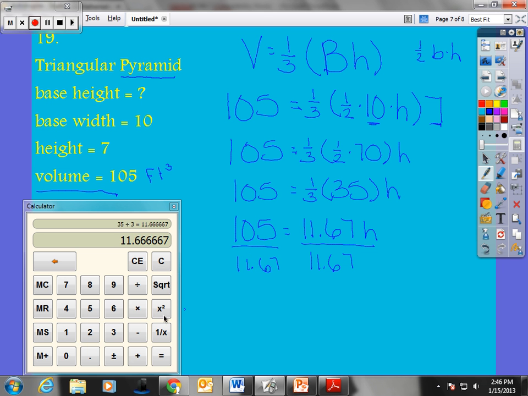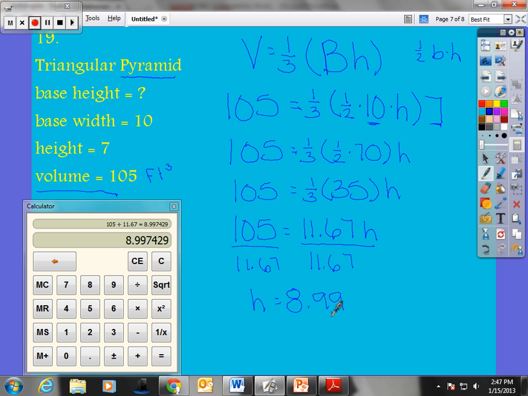Okay, I'll put it in my calculator because I can't do that in my noggin. Well, I can if I want to write it out, but I'm being lazy. Divided by 11 and 67 hundredths. I get an answer of, now that looks odd, h is equal to 8 and 99 hundredths, but it tells you to round to the nearest tenth.